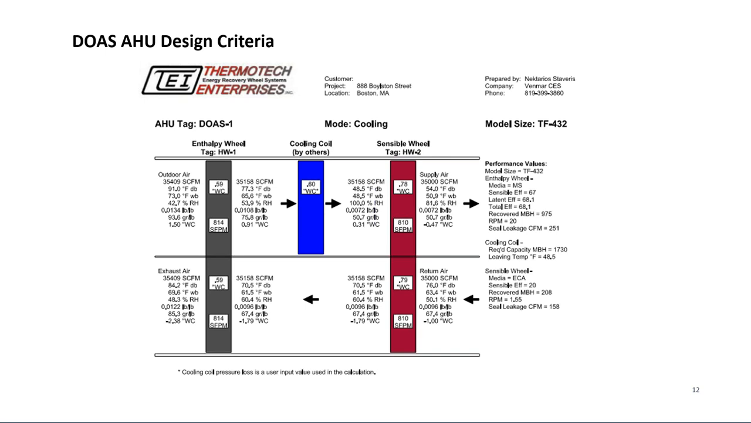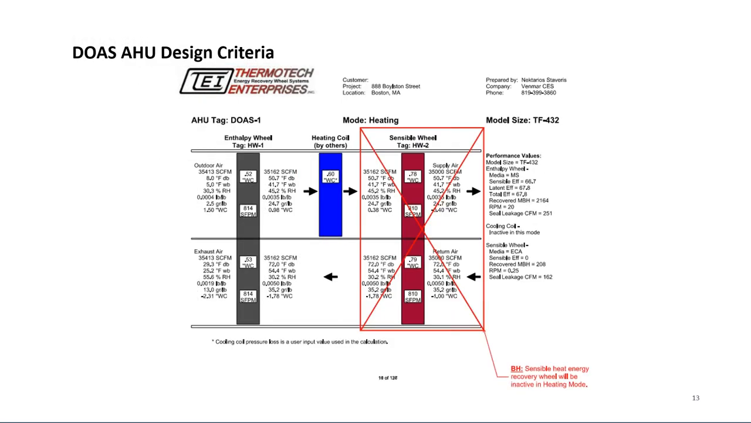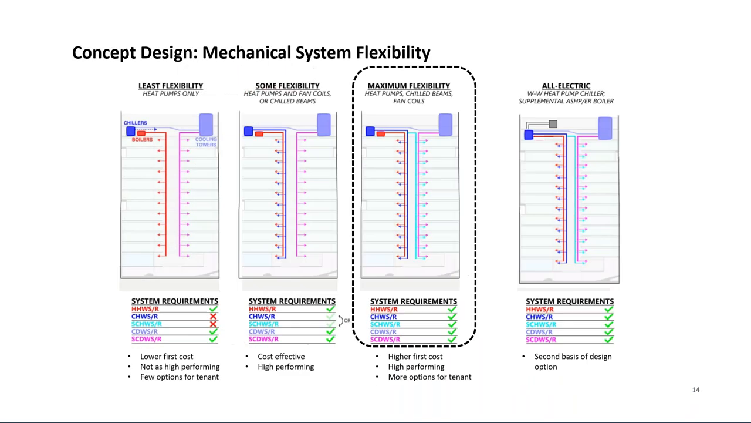And in the cooling mode, we use the wheel, and then in the heating mode, which is this next slide, we bypass the wheel because it's just a static pressure loss and we don't get any benefit out of it. But what is important is that we optimize getting all the latent heat that we can out of the air that's serving the chilled beam system, so that you're just dealing with sensible loads in the space for the most part.